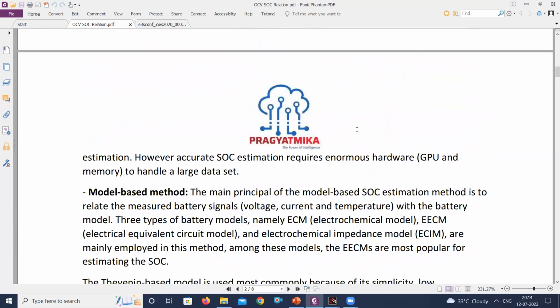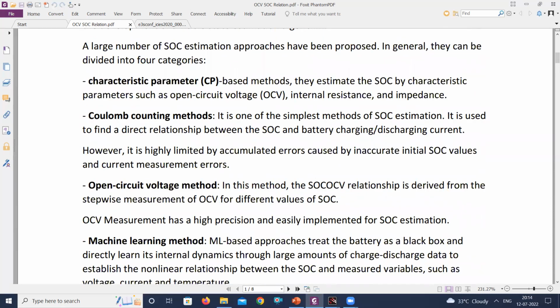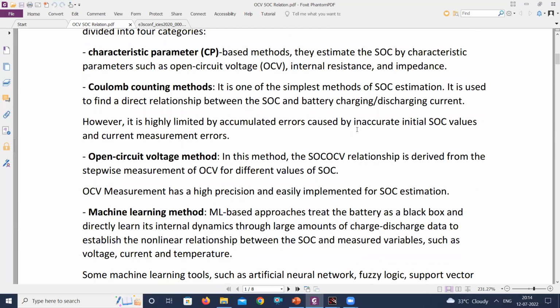There are other methods, like characteristic parameter based methods, where you measure all of the values: IR, impedance, OCV. Then you can measure the value of open circuit voltage. Thereafter, how much Coulombic loss is happening from the cell. That could also be a method for the measurement of the SOC. We are taking it here as the open circuit voltage method, because this gives you a relation directly between the SOC and OCV. And then ML based methods.